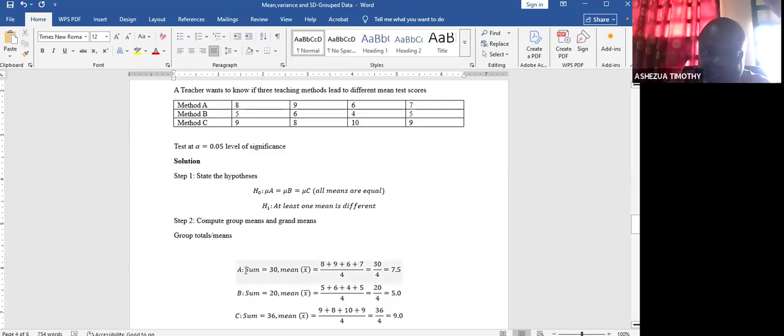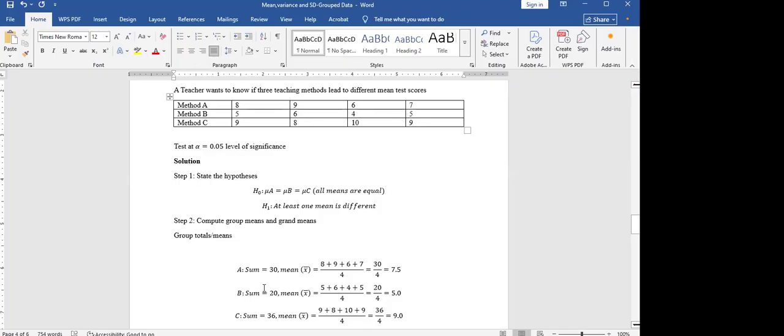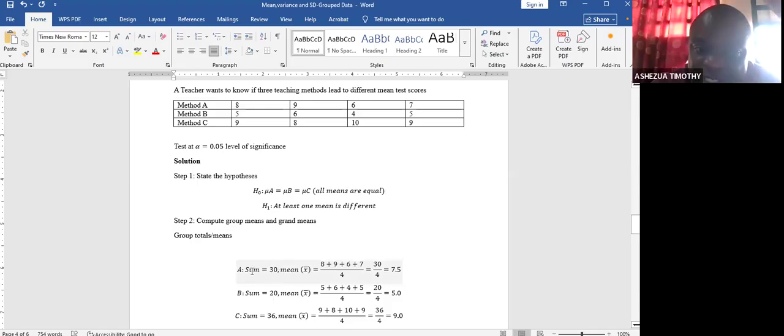So you see, this is method A. This sum here is 30. Under method A, I'm saying the sum is 30. All you need to do is say 8 plus 9 plus 6 plus 7. If you sum that, you get 30, because 8 plus 9 gives us 17, 17 plus 6 gives us 23, and 23 plus 7 gives us 30, isn't it? Yes, sir. So that's how I said the sum is equal to 30 here.